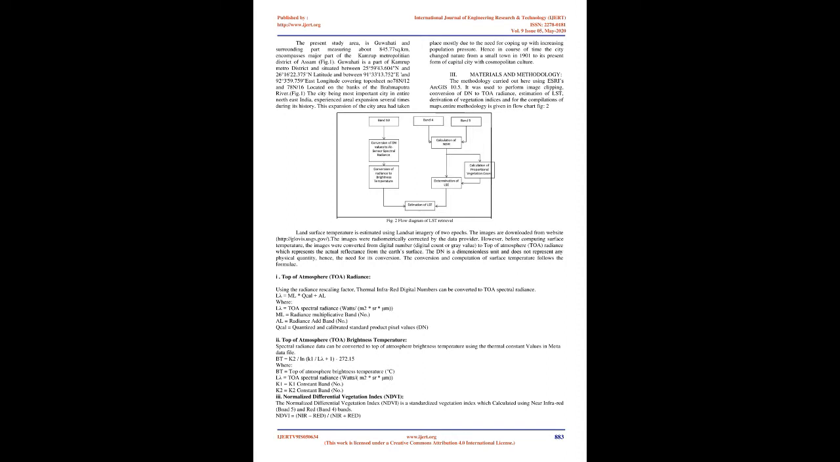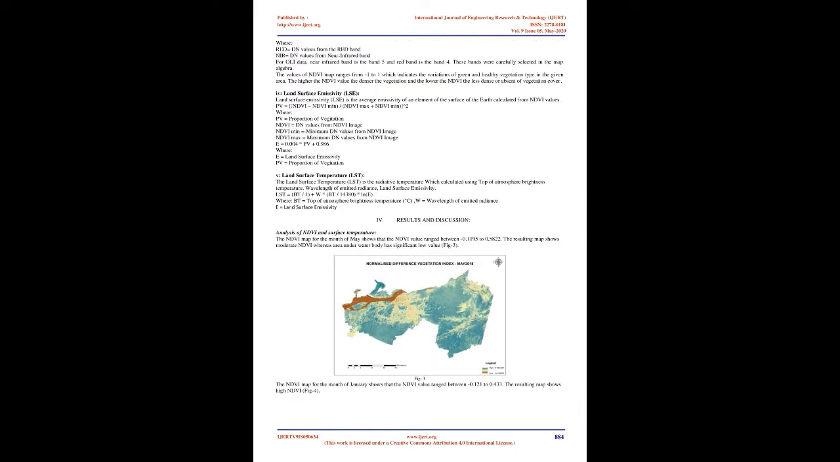The city being the most important city in entire northeast India, experienced aerial expansion several times during its history. This expansion of the city area had taken place mostly due to the need for coping up with increasing population pressure. Hence in course of time the city changed nature from a small town in 1901 to its present form of capital city with cosmopolitan culture.